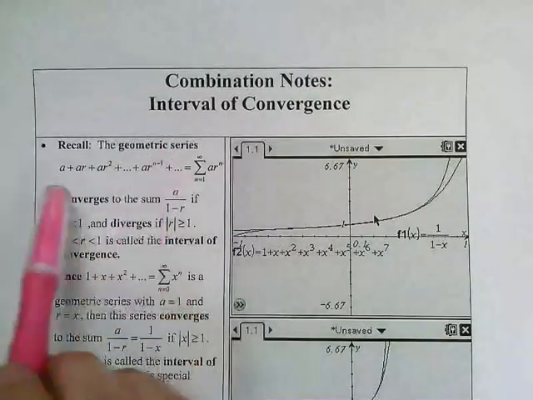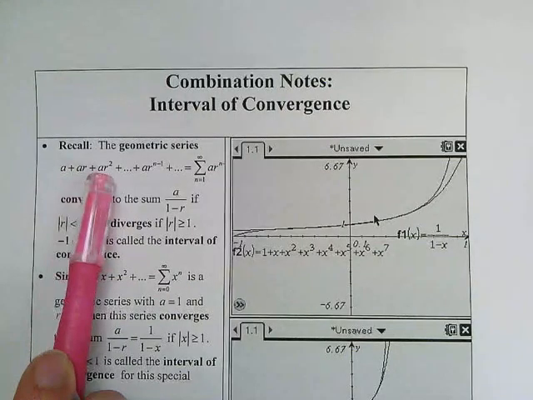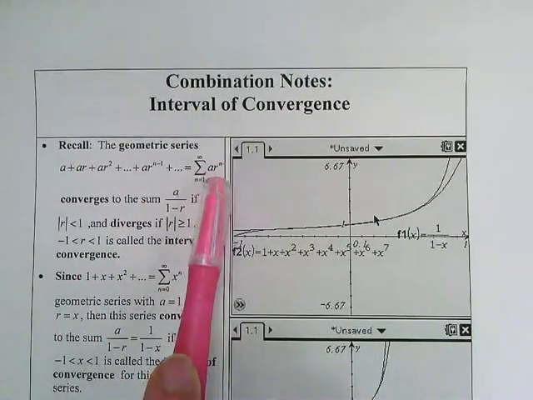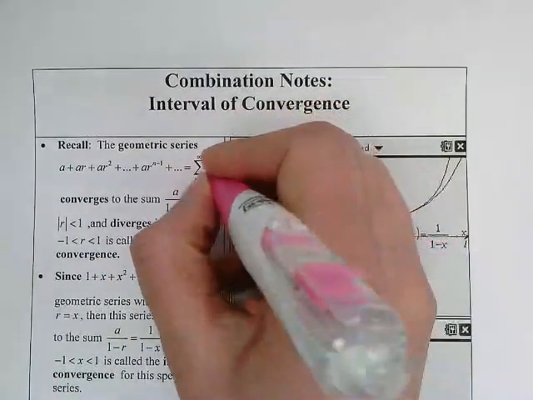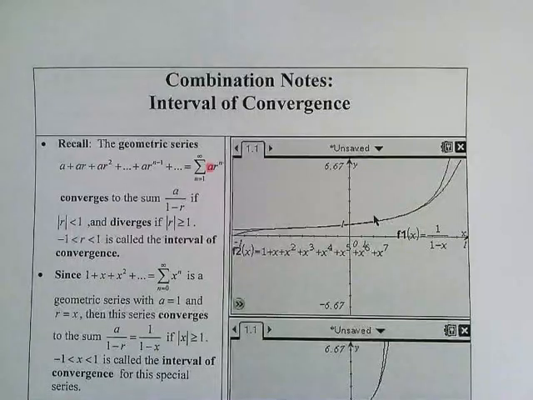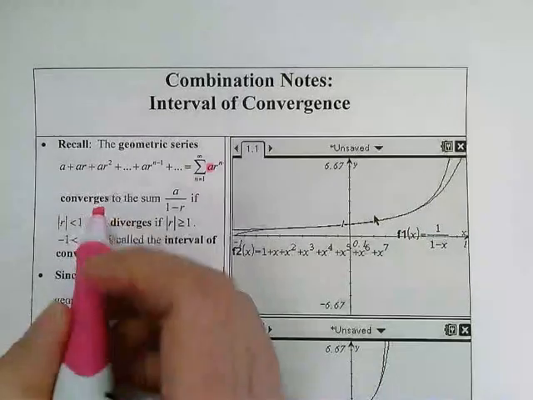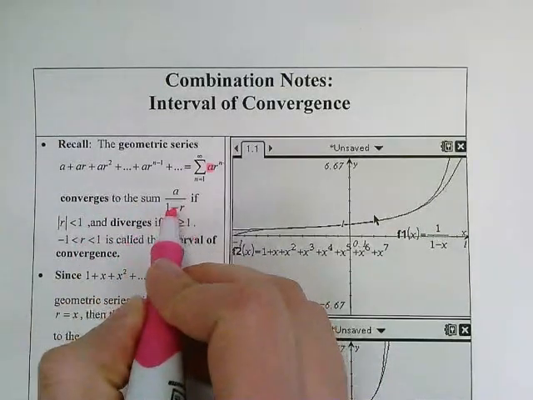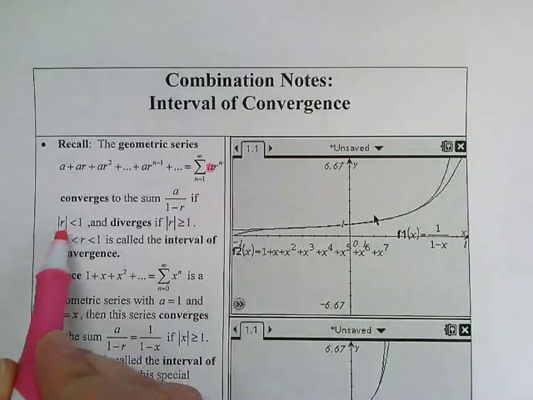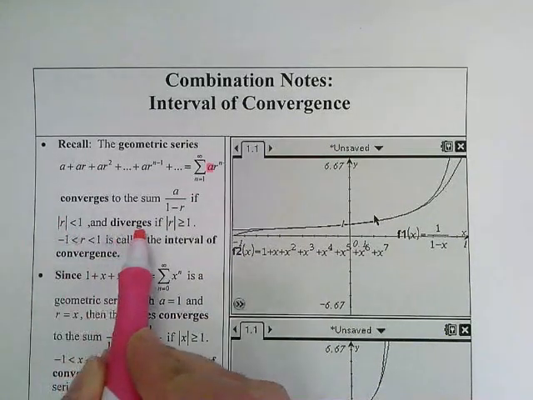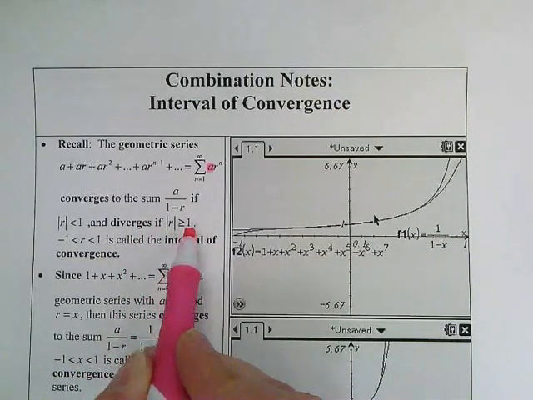So recall that the geometric series looks like this. You've got a plus ar plus ar squared, with a ratio r that is in common with each one, and then you have the initial a value that starts off with n equals 0. And that converges to a sum of a over 1 minus r if the absolute value of our common ratio is less than 1, and it diverges if our common ratio is greater than or equal to 1.